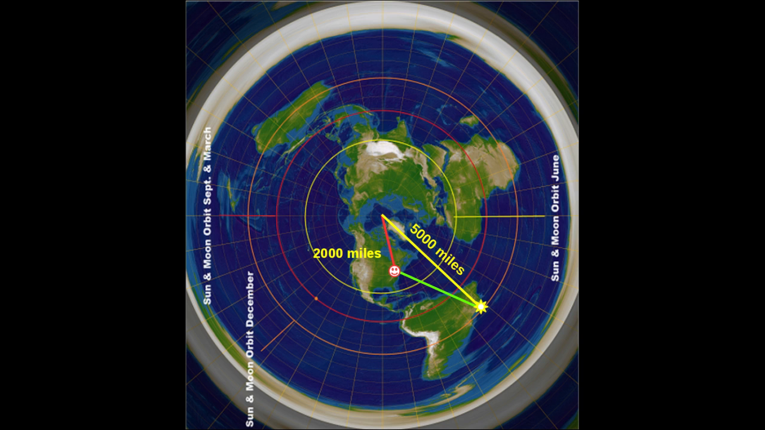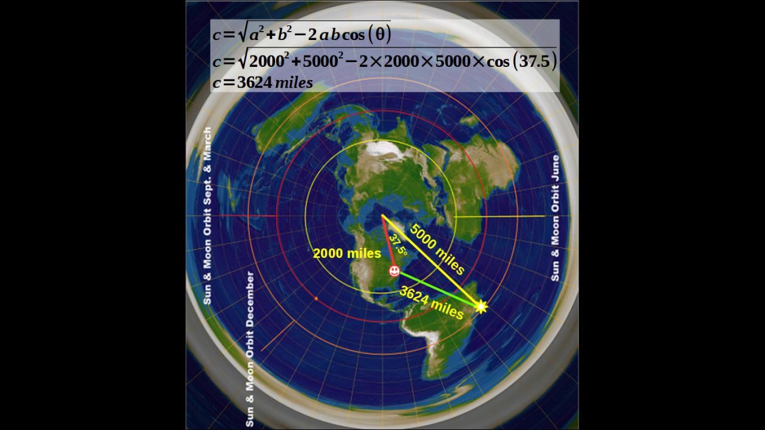Since the photograph was taken 2.5 hours before noon, the angle between the lines is 15 degrees per hour times 2.5 hours, or 37.5 degrees. Now it's a simple matter of using the cosine rule to calculate the length of the green line. So, the horizontal distance to the sun is 3,624 miles.